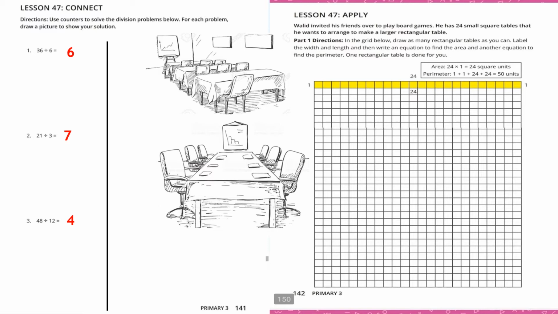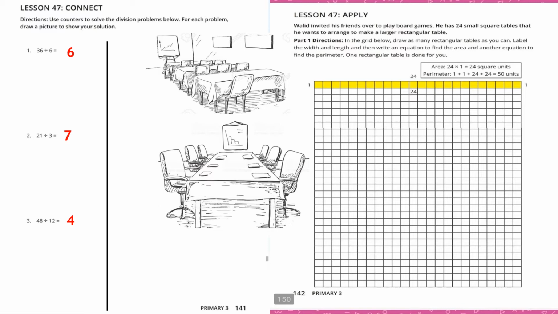He has 24 small square tables that he wants to arrange to make a larger rectangular table. Okay, here we have, like this photo, some tables. He wants to arrange all of them together beside each other to make a large rectangular table. And the total should be 24 small squares. It means the total area should be 24 small squares.